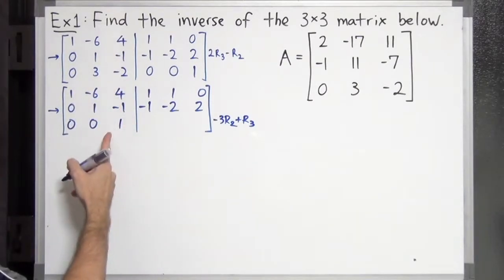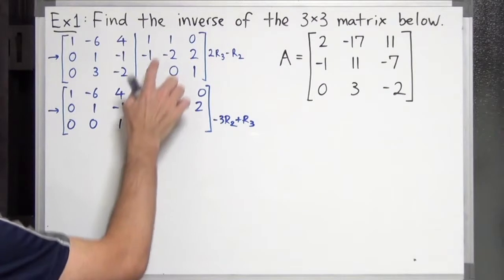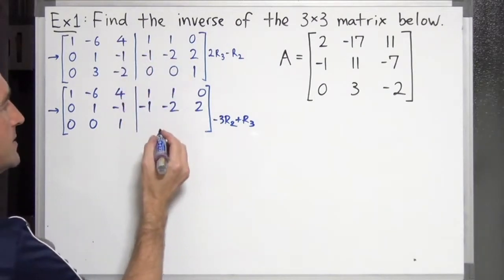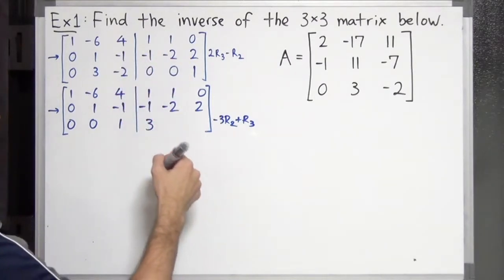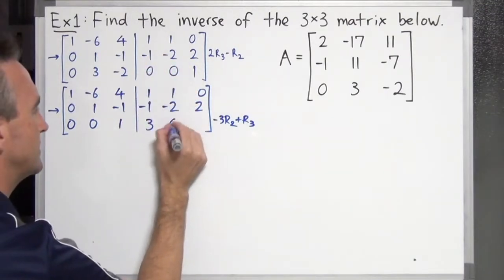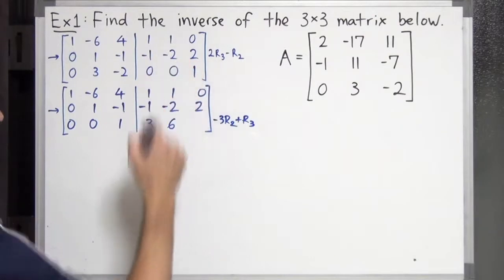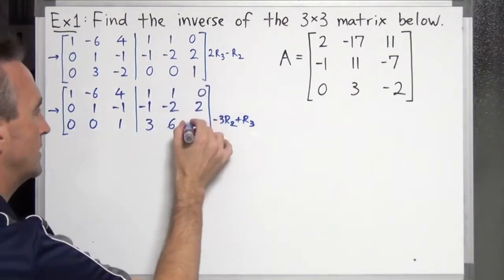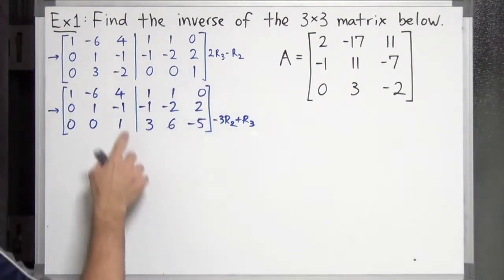Oh, look at that, and we get our other leading one there. -3 times -1 is 3. 3 plus 0 is 3. -3 times -2 is 6. 6 plus 0 is 6. -3 times 2 is -6, plus 1 is -5. Well, we got lucky with that one, didn't we?